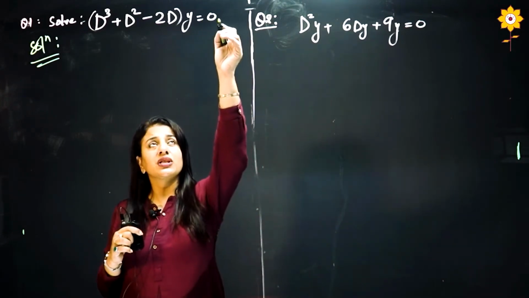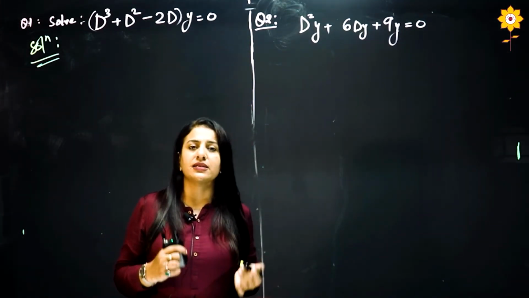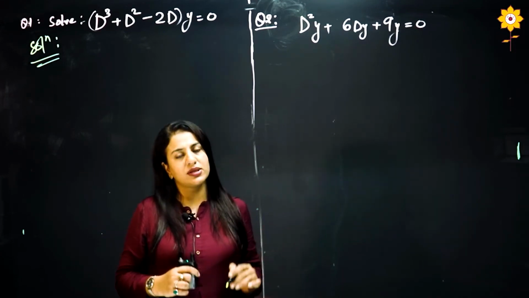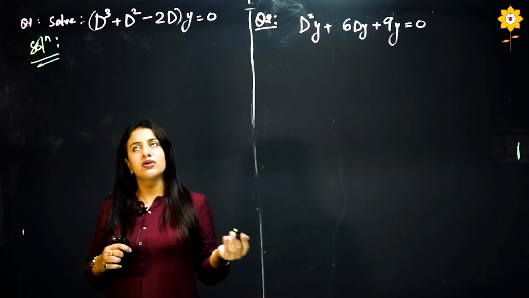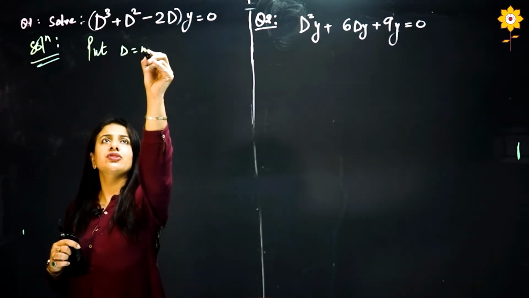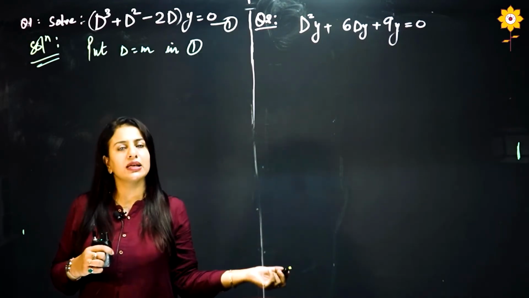So I'll say this equation is a homogeneous linear differential equation with constant coefficients. Why is it homogeneous? Because the right hand side term is 0. Now we need to solve this. For the solution, we just put d equals m in equation number 1 and form the auxiliary equation.